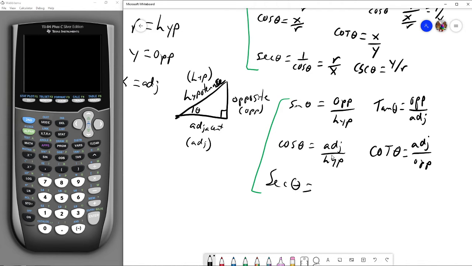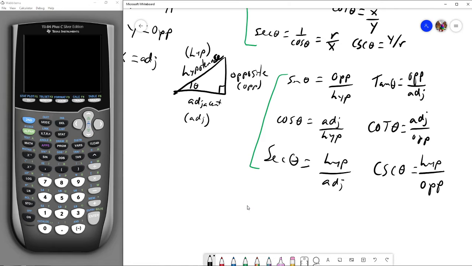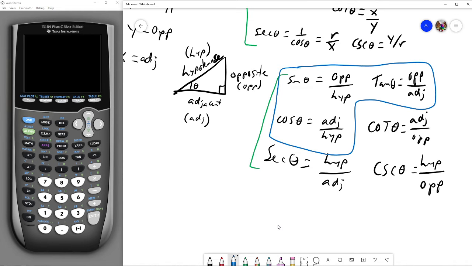So secant theta is going to be hypotenuse over adjacent, and cosecant theta is hypotenuse over opposite. Now, the way we want to think about this then is sine is opposite over hypotenuse, cosine is adjacent over hypotenuse, tangent is opposite over adjacent, and these three here form the following mnemonic device.